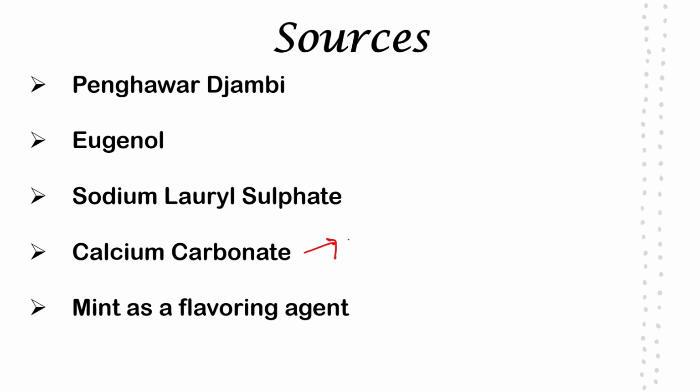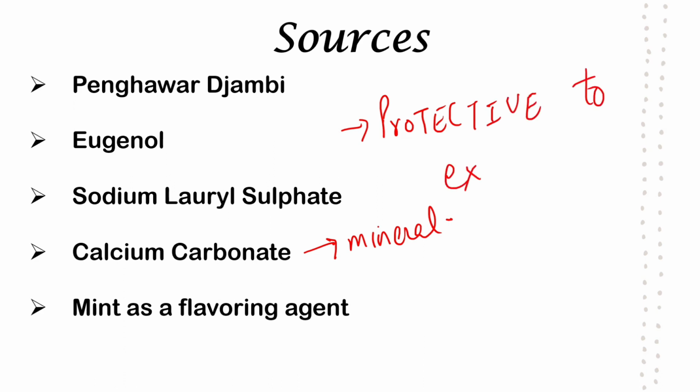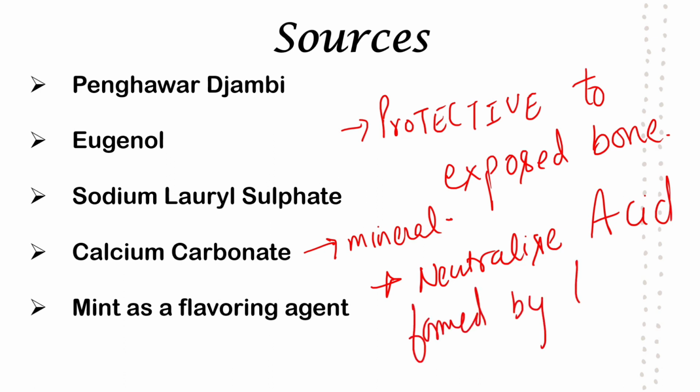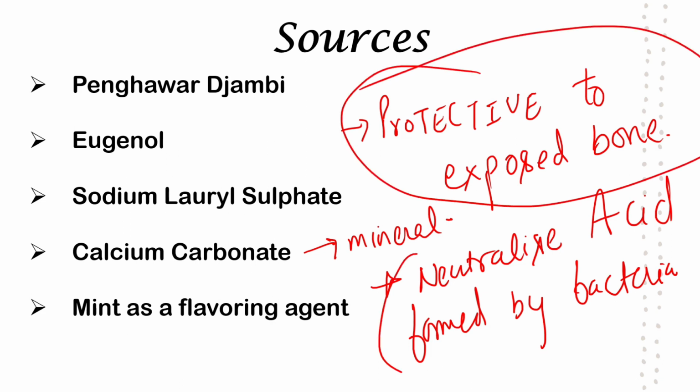Next is calcium carbonate. Calcium carbonate is a naturally occurring mineral that is found in rocks and shells. Its use is that it acts as a protective barrier over the exposed bone of the socket, promoting healing and reducing pain associated with the condition. Additionally, calcium carbonate may also aid in neutralizing the acidic conditions that are formed by bacterial action in the socket, which can finally lead to relief from the discomfort of the dry socket.